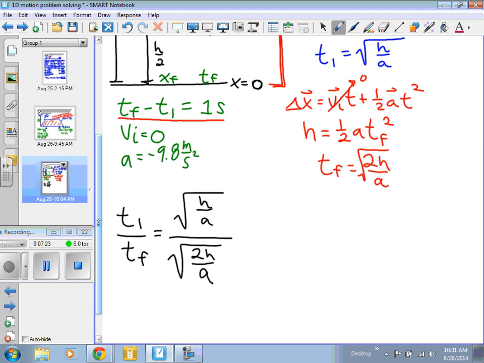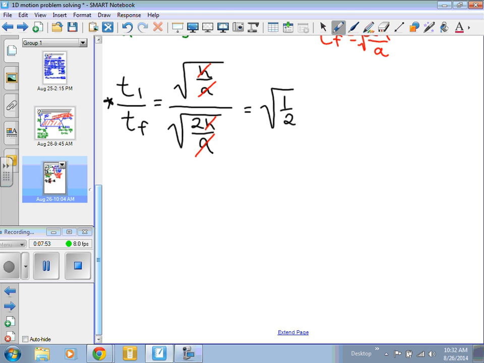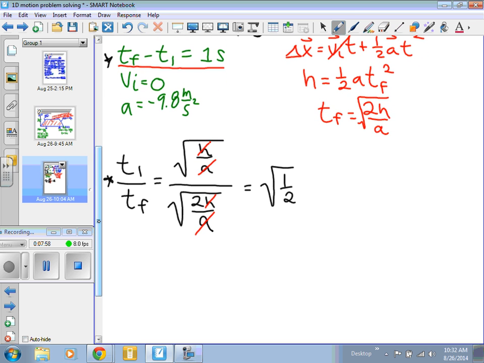So you should notice here that our a's cancel, our h's cancel, and what we're left with is the square root of 1/2. So I know that t1 over tf is equal to the square root of 1/2, and I also know that tf minus t1 is equal to 1 second. So I've got two equations in two variables, and I can pretty easily solve this now.